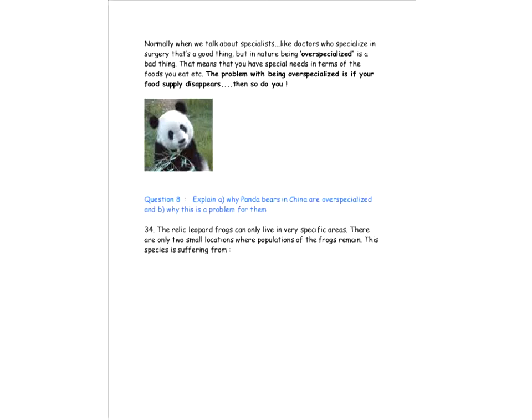In swamps, eh? Okay. What I was looking at was over-specialization. Okay, that's the condition, that's the problem.